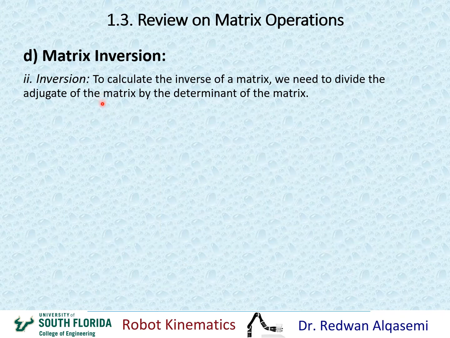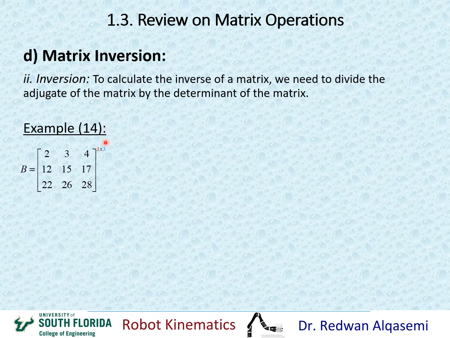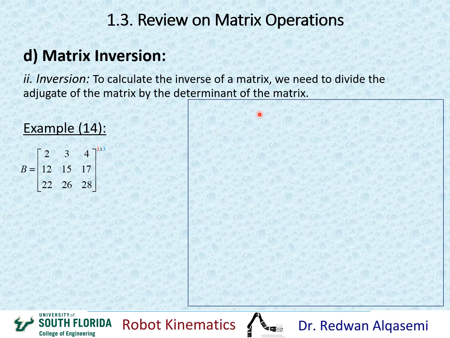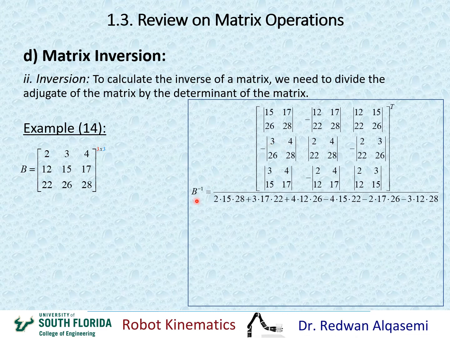Now let's take an example on how to invert a matrix. We need to find the inverse of matrix B. This is from example 14 that we mentioned earlier. Matrix B here is a 3 by 3 matrix, and I need to find its inverse. I'm going to place the general steps here. The first step is to construct the equation for finding the inverse. So B inverse equals the adjugate of matrix B divided by the determinant of matrix B.